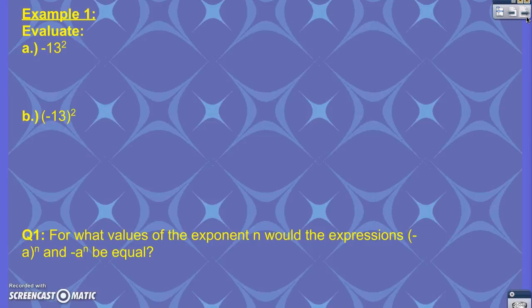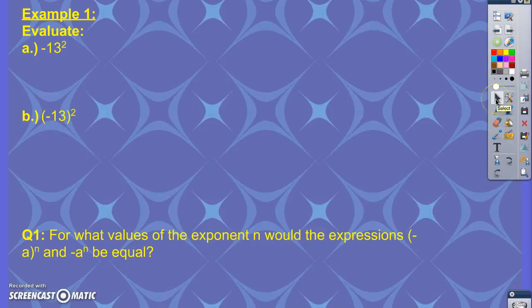All right, so we're going to get to example 1. I ask you to evaluate, and I could even say evaluate the expression if I wanted to. You'll notice that A and B are very, very similar, except A has no parentheses and B does. I want you to take a second to solve these yourself before I do, and also think about Q1 down here.